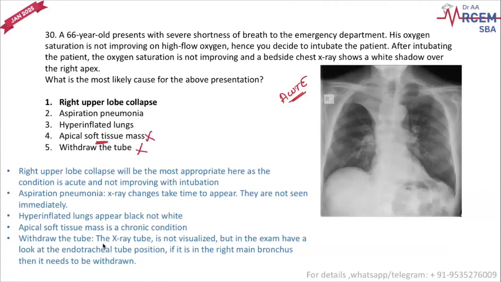Soft tissue mass is a chronic condition as explained. Hyperinflated lungs appear black in color, not white in color. You rule it out. Aspiration pneumonia can be one of the diagnoses, but X-ray findings take time. It takes days together to develop. It doesn't develop immediately. That's why the most appropriate answer is right upper lobe collapse in this patient. So the first one is the right answer.